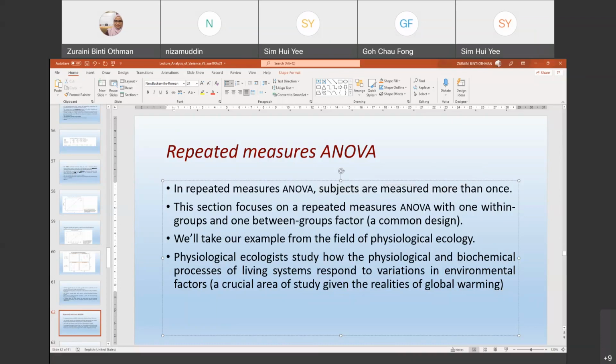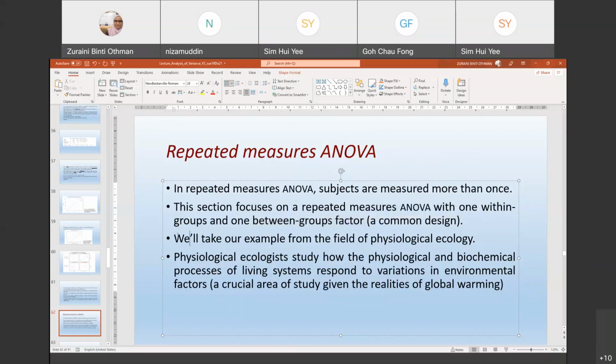This section focuses on repeated measure ANOVA with one within-group factor and one between-group factor. The between-group design is common. In the example I gave you, we have 10 people doing the same therapy, but at two different times. That is the between-group factor.